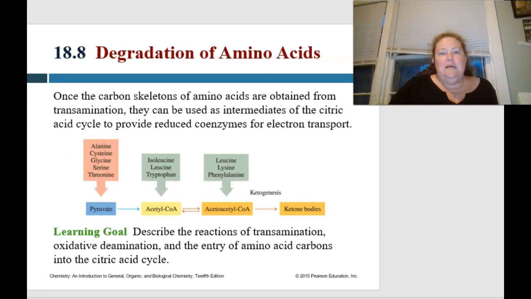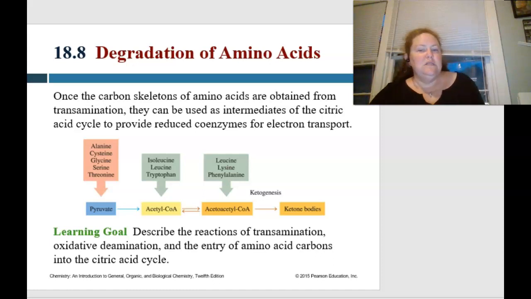So great, that's about fats. Well, we also have proteins that our body breaks down. So how do we break down or degrade amino acids? Once the carbon skeletons of the amino acids are obtained from transamination, they can be used to become intermediates of the citric acid cycle and therefore provide reduced coenzymes for the electron transport chain.